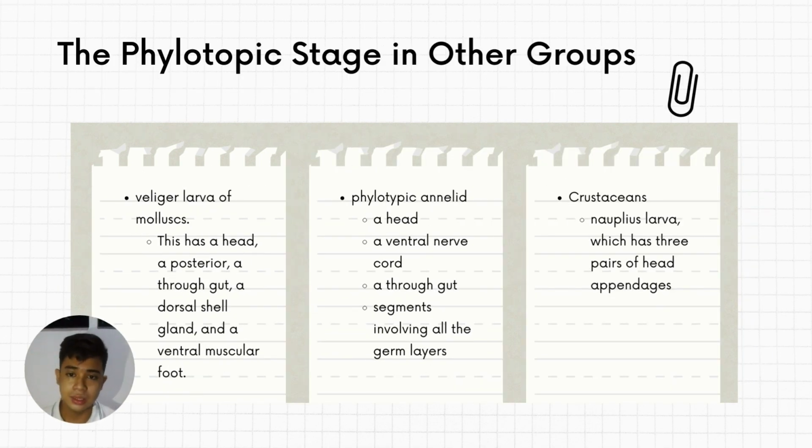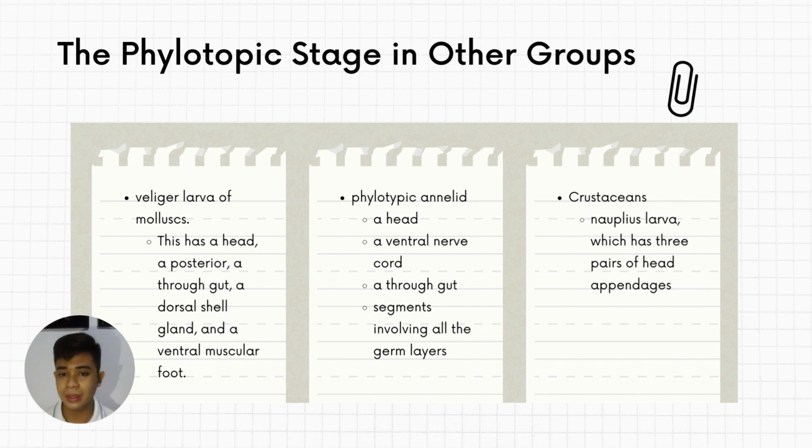Phylotypic stages can also be observed in groups other than the insects and vertebrates. For example, it can be observed in the veliger larva of mollusks. At this stage, the veliger larva of mollusks has a head, a posterior, a through gut, a dorsal shell gland, and a ventral muscle foot.